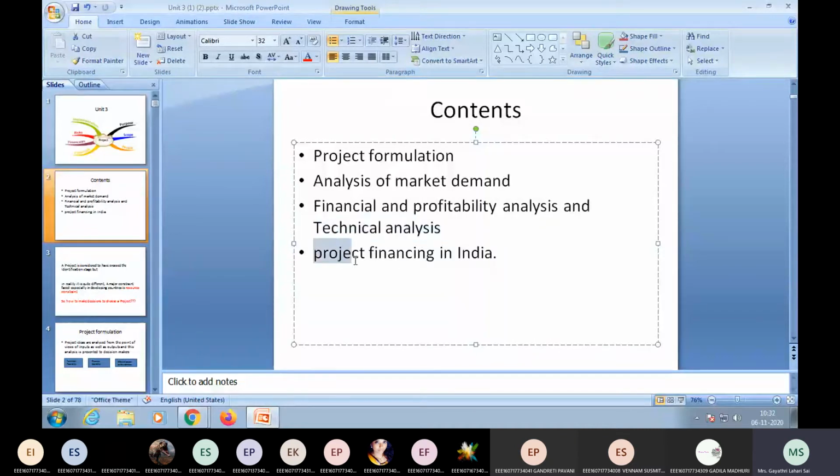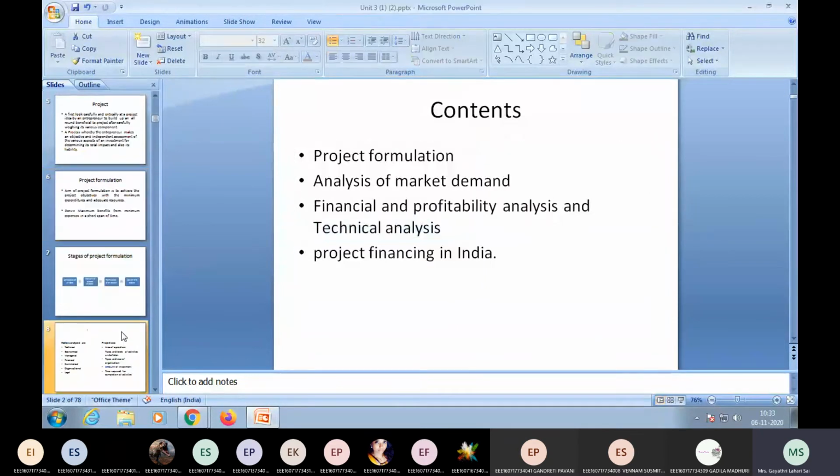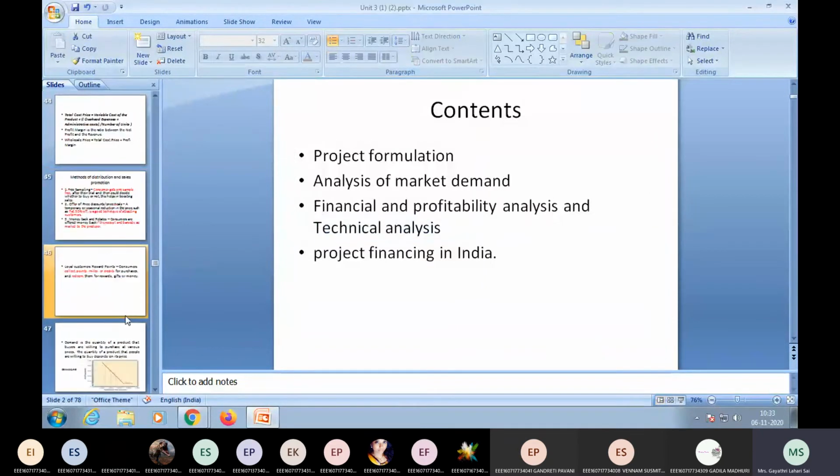And the last topic, project financing. Some of the students had given very good seminars on Wednesdays. I will share the slides of whatever they had given with you in Teams. Okay. So now we are in this small topic, technical analysis. We will take profitability analysis in depth next week. Okay, so now let's go to the technical analysis.